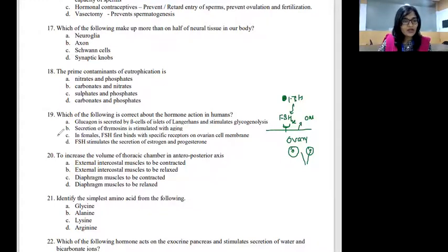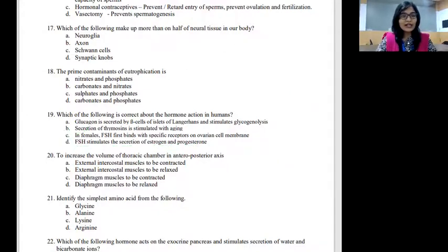Graphene follicles break open. So this is a correct statement. Okay, let's keep it as it is. Follicle stimulates the secretion of estrogen and progesterone. No, follicle stimulating hormones will make the follicles mature and break open. It's not estrogen and progesterone. So again, it's going to be a wrong statement. The correct statement is going to be option C.